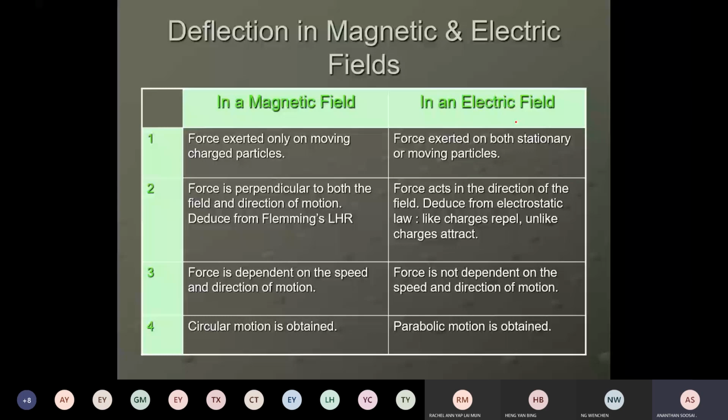In a magnetic field, force is exerted on a moving charged particle. Yes, force is only exerted on a moving charged particle. In an electric field, force is exerted on both stationary and moving charges. You will experience force in an electric field.